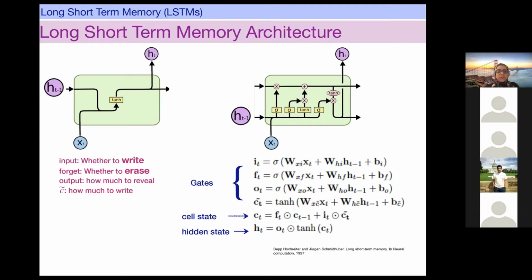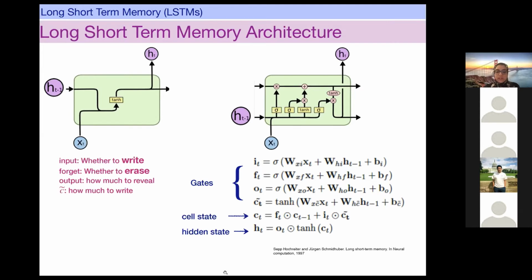We can think about the first 3 gates as binary gates because they pass through a sigmoid, so their value is between 0 and 1. If we think about them as binary gates, the input gate tells us if we want to write or not. The forget gate tells us what we want to forget from the previous LSTM, and the output gate tells us what we want to output to the next one. And C tilde of t tells us how much we want to output. So how do they do this exactly?